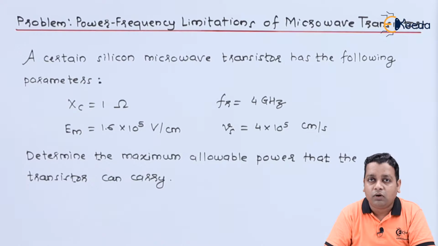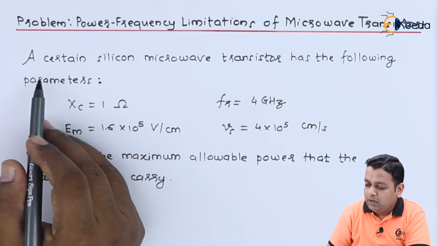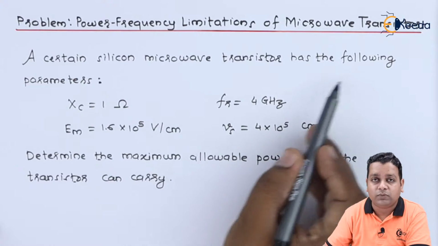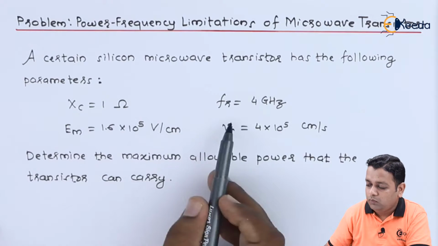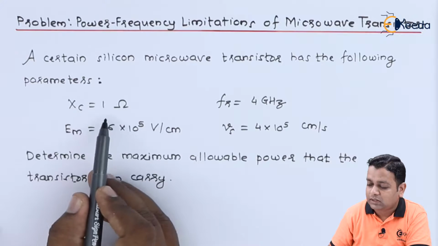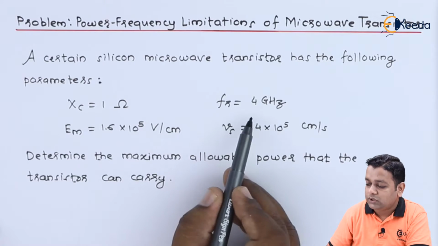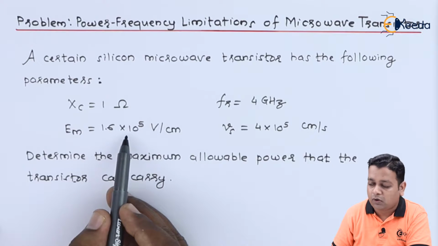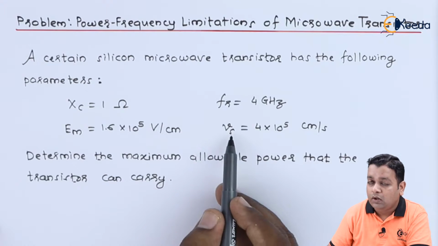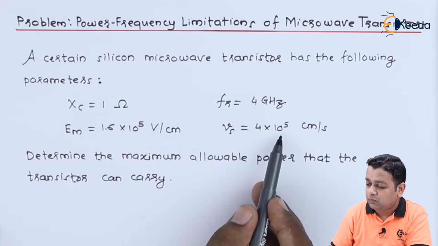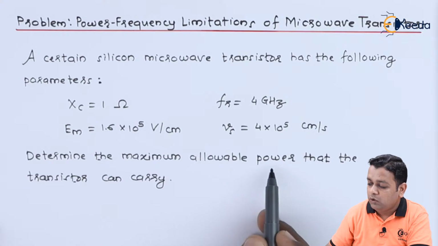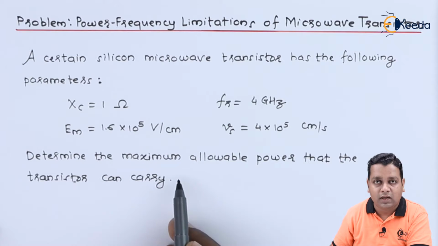So here for the topic we are provided a problem statement. A certain silicon microwave transistor has the following parameters. We have four parameters: Xc is equal to 1 ohm, Fr is equal to 4 gigahertz, Em is equal to 1.6 into 10 raised to power 5 volt per centimeter, Vs is equal to 4 into 10 raised to power 5 centimeter per second. Determine the maximum allowable power that the transistor can carry.